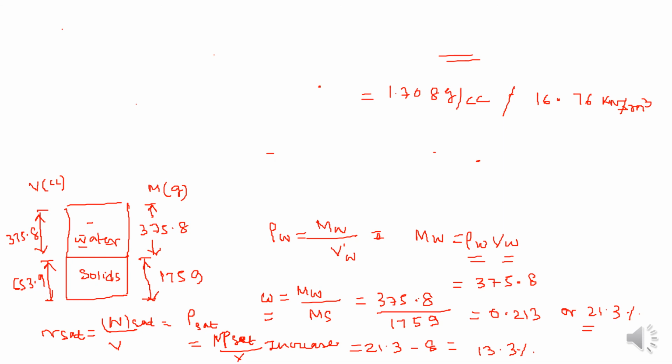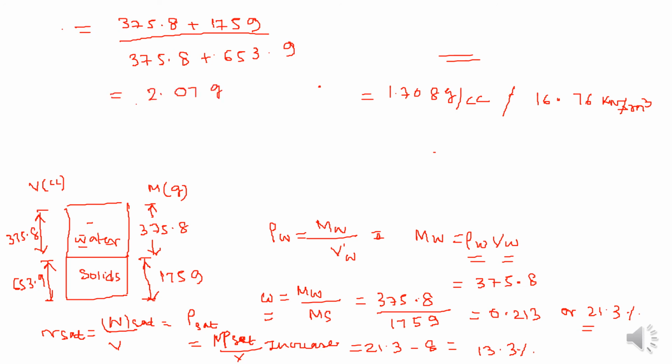Okay, so my mass of the saturated soil is my total mass of the soil, right? So we can see from the phase diagram, my mass is equal to 375.8, which is my mass of the water, plus my mass of the solids, 1759, divided by my total volume. Similarly, my volume, see in the left hand side of the phase diagram, is 375.8, which is the volume of water, plus 653.9, right? So it becomes 2.07 gram per cc.